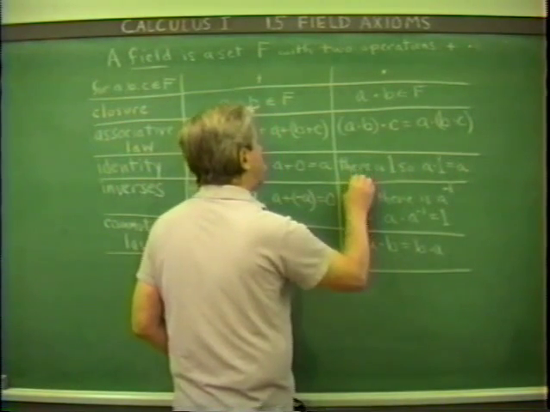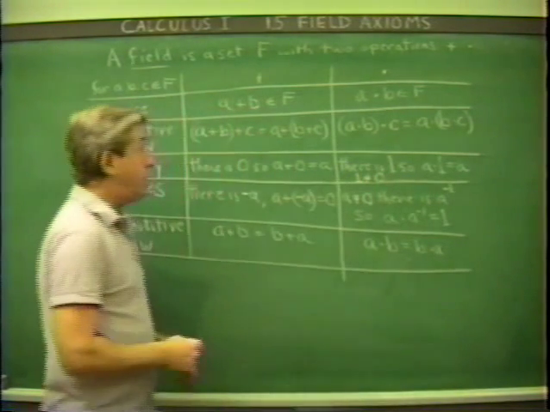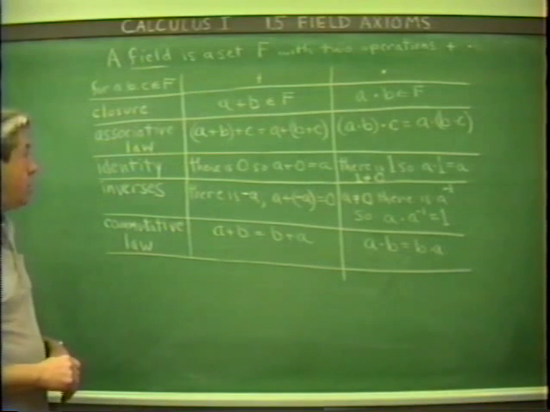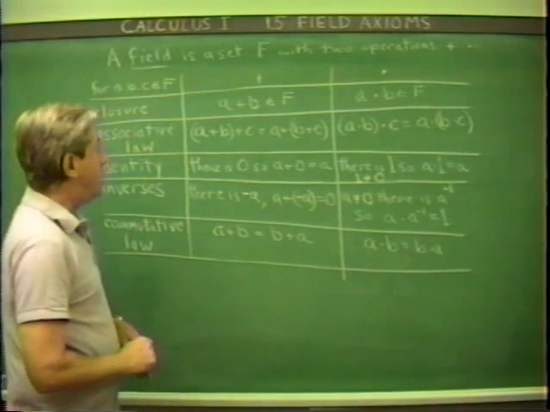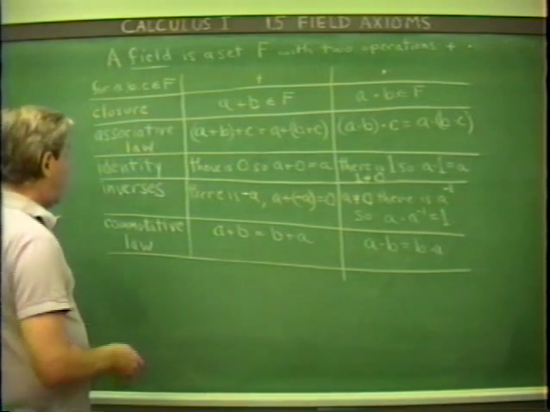Let me mention here that there is a 1, so that A times 1 is equal to A, and it's also supposed that the 1 is not the same as the 0 element. So it has to be an additional element besides the 0 element. Right. At this point we have these 10 rules.